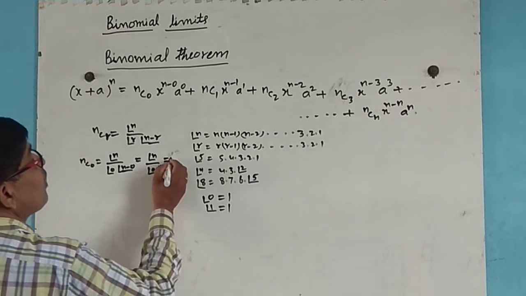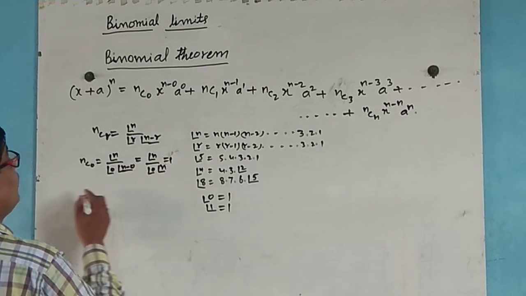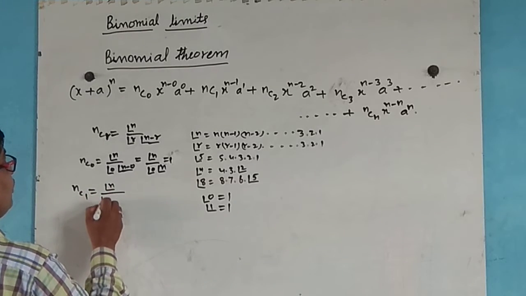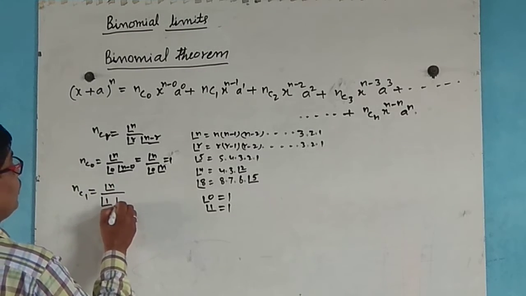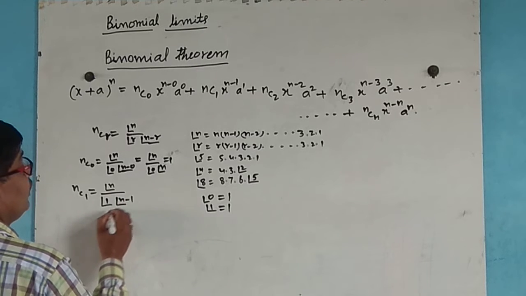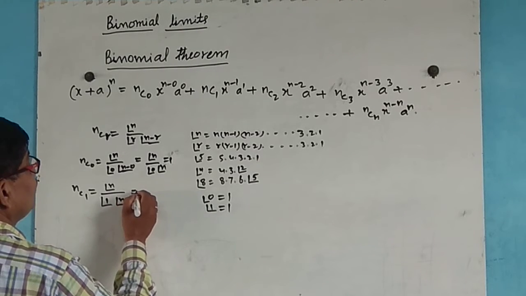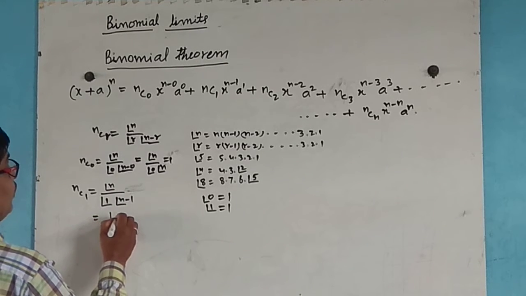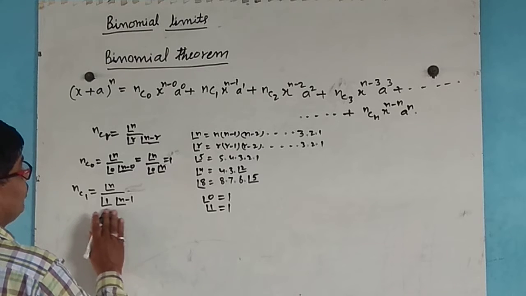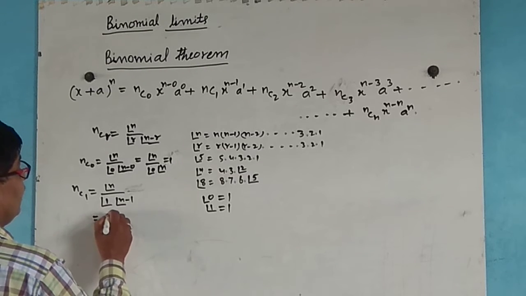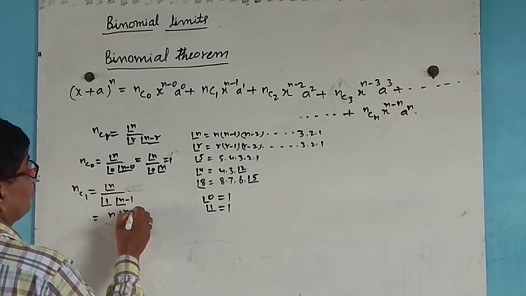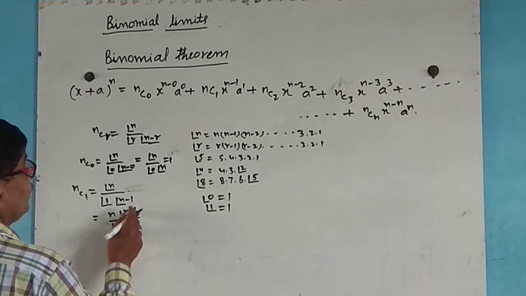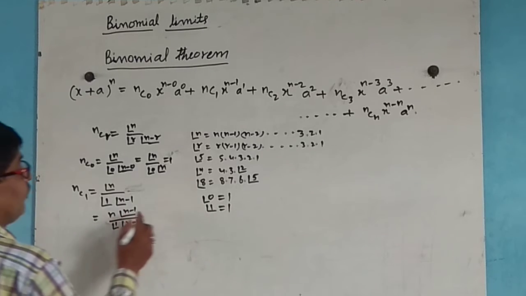Now nC1 equal to factorial n divided by factorial 1 factorial n minus 1. This can be written as factorial n means n factorial n minus 1 divided by factorial 1 factorial n minus 1. This and this remove. This is 1, only n.